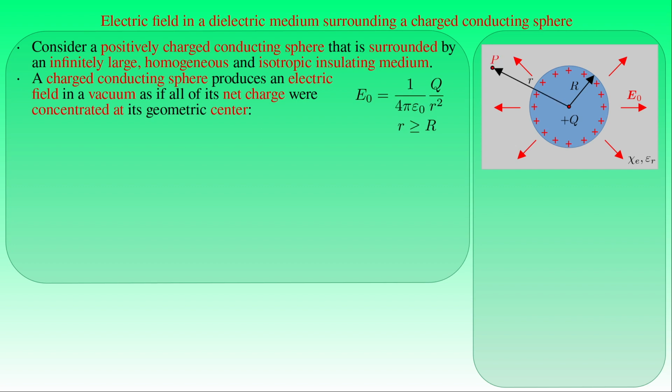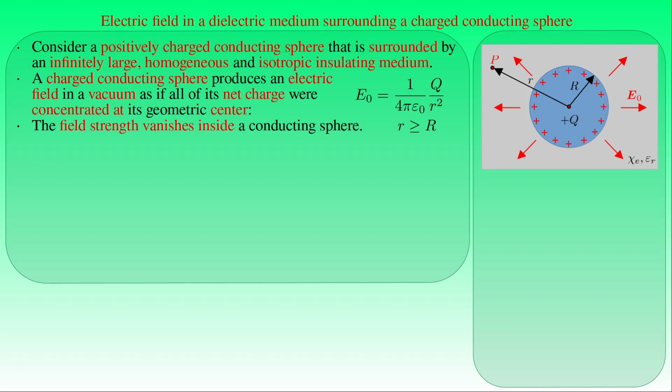Thus, at a point P at a distance r from the center of the sphere, the magnitude of the electric field strength E0 is equal to 1 over 4 pi times the vacuum permittivity epsilon naught, times the charge Q over the square of the distance r. We also saw that the field strength vanishes inside the conducting sphere.